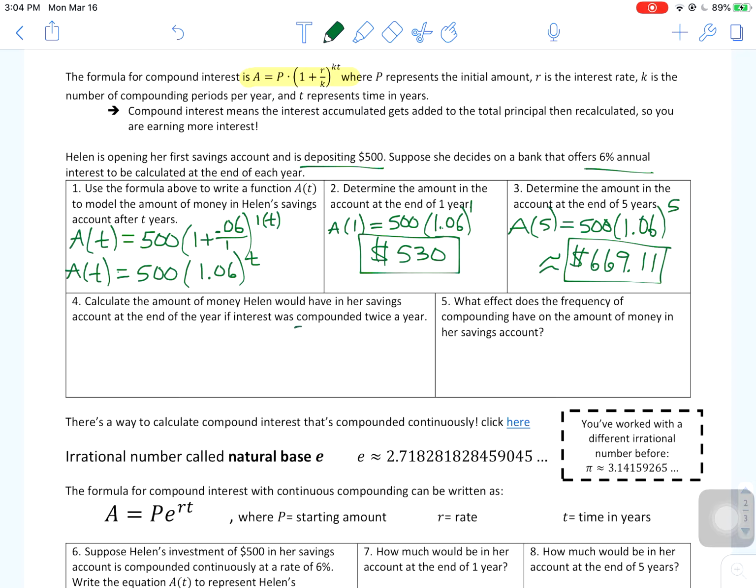4. Calculate the amount of money Helen would have in her savings account at the end of the year if interest was compounded twice a year. So remember, K is the number of compounding periods. So we're going to need to change our initial equation a little bit because now we're compounding twice a year. So it's still 0.06 in the top of the fraction, but in the bottom of the fraction it's 2 since we're compounding twice a year.